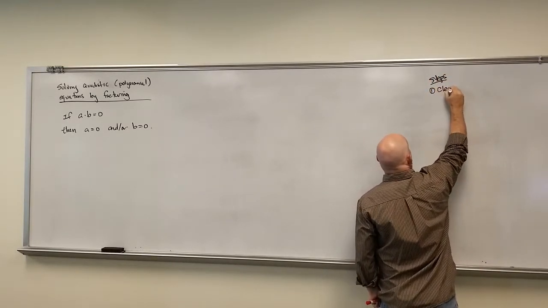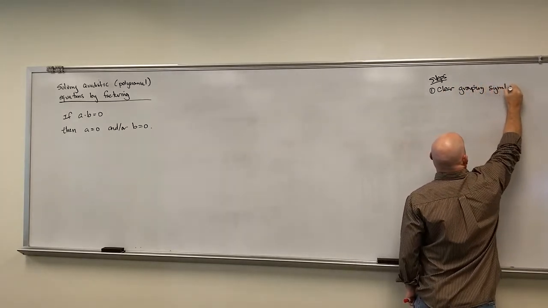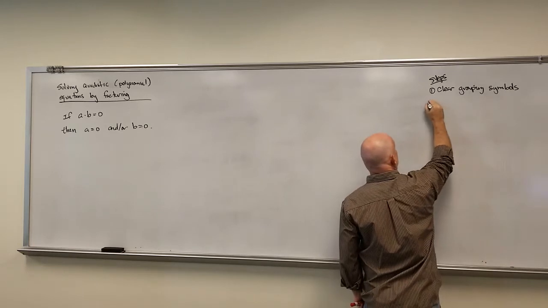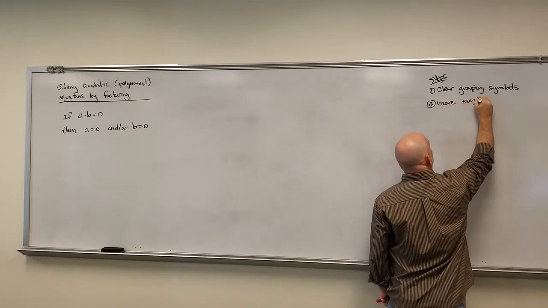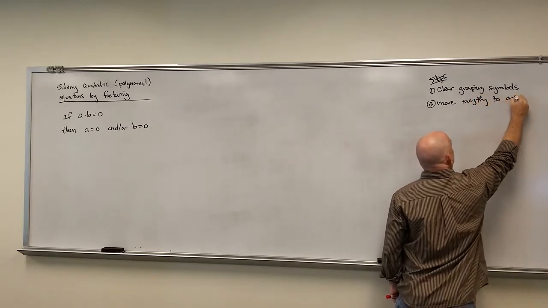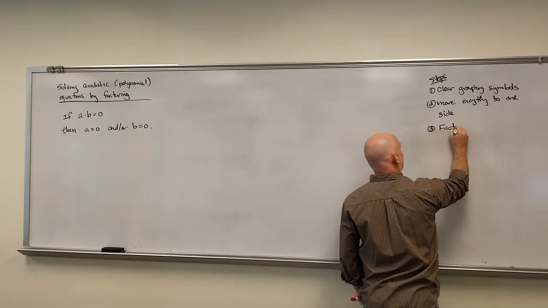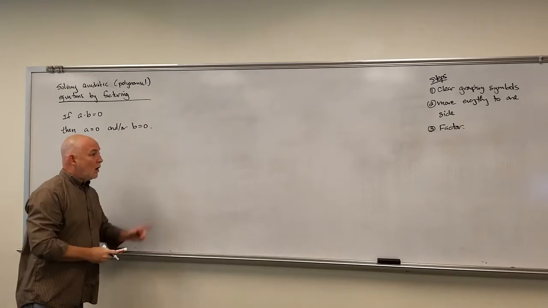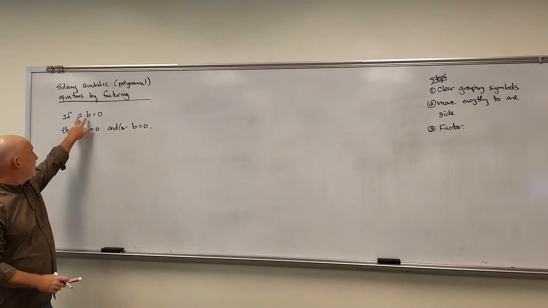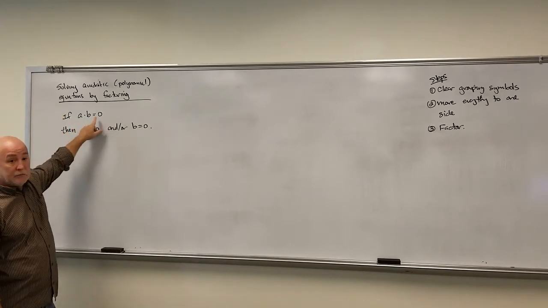Step 1, clear any grouping symbols. Step 2, move everything to one side. Step 3, factor. Now, as far as what our steps are doing here, so you can kind of get the idea, our first 3 steps over there get us into a situation like this: clear all grouping symbols, move everything to one side, which means we have a 0 on the other side, and then factor.